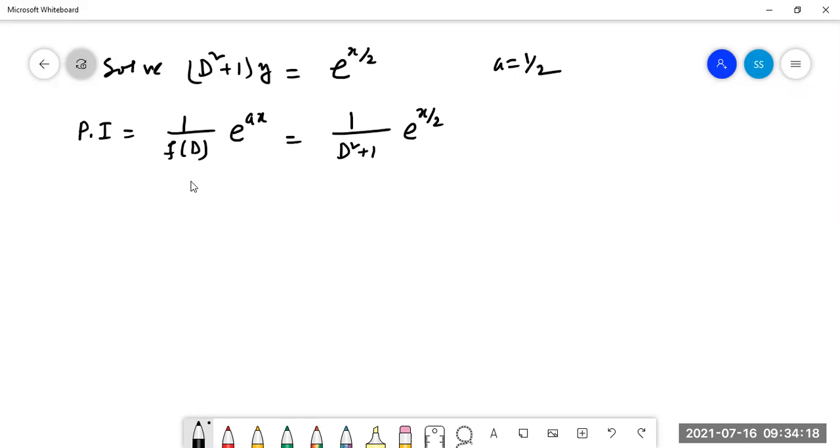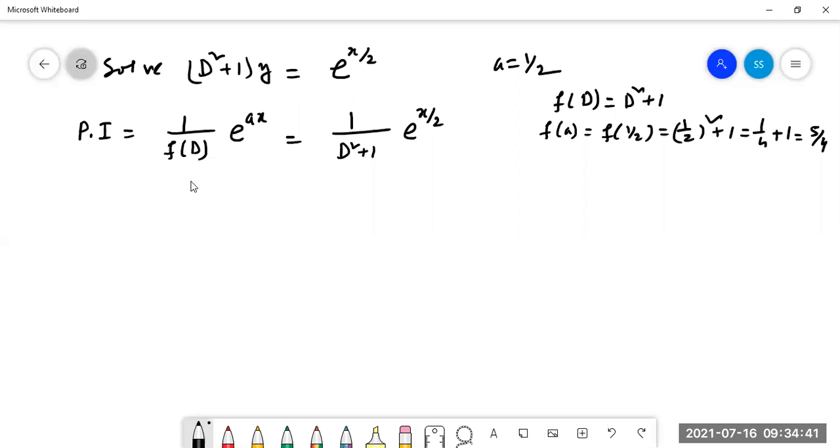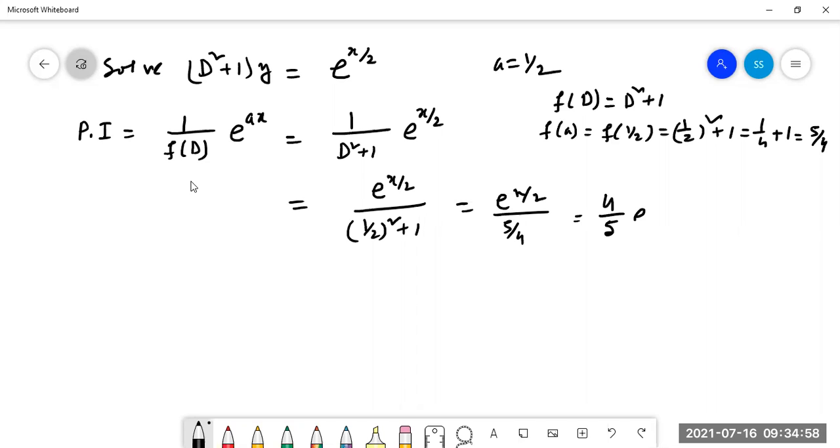So here a equal to half, no? f(D) is equal to D square plus 1. So f of a equal to f of half is equal to half whole square plus 1. That is 1 by 4 plus 1, that is 5 by 4. So here it will be e to the power x by 2 by half whole square plus 1, equal to e to the power x by 2 by 5 by 4. So it will be 4 by 5 e to the power x by 2.